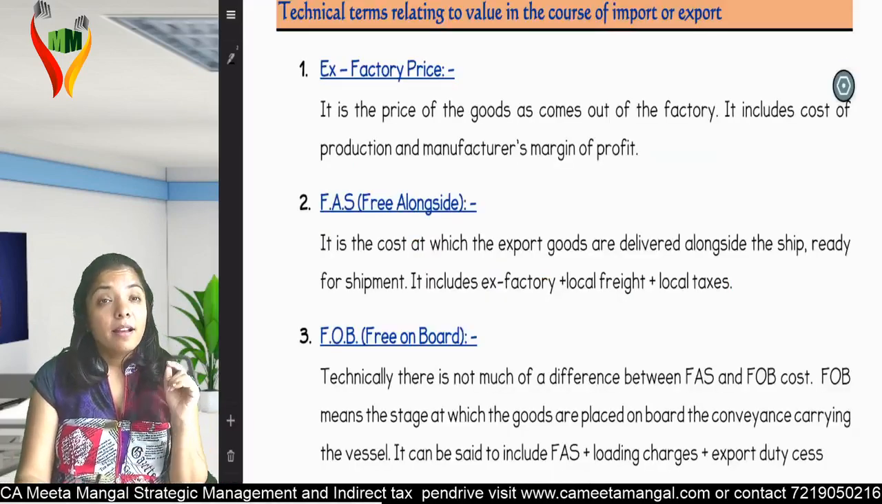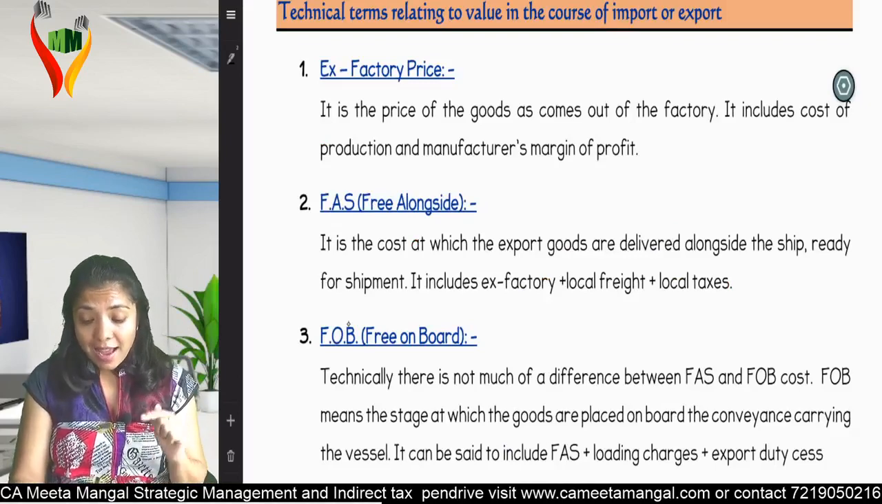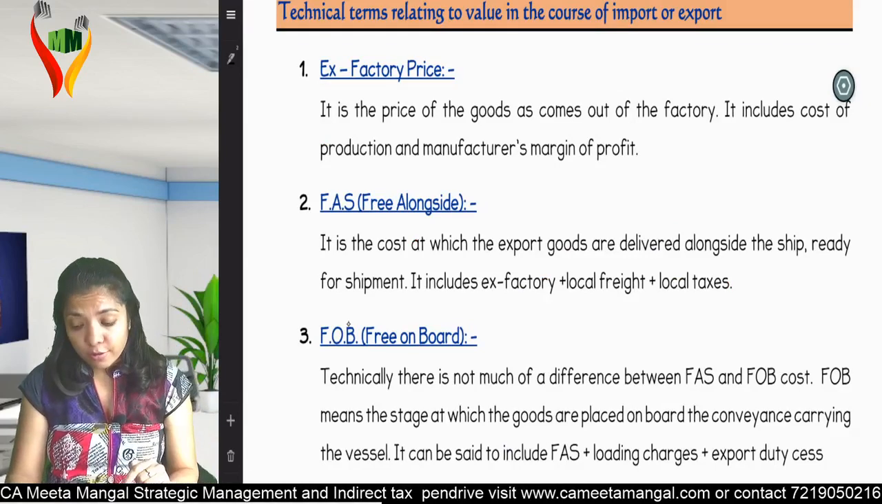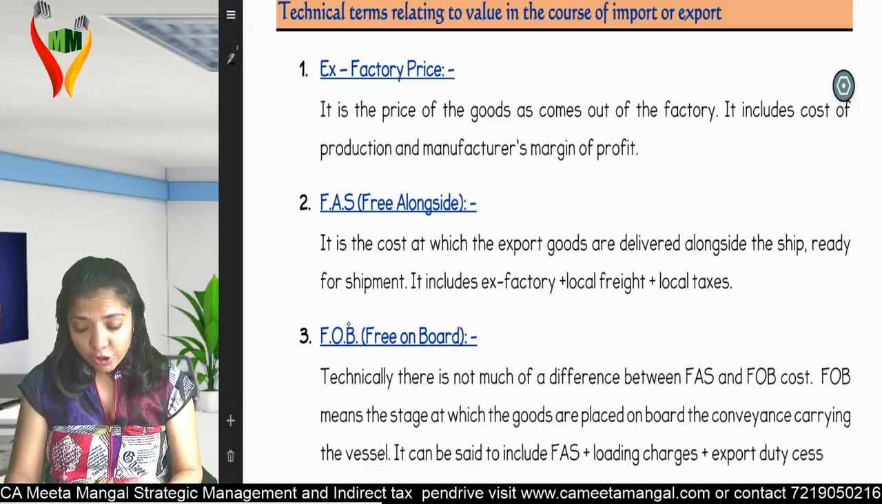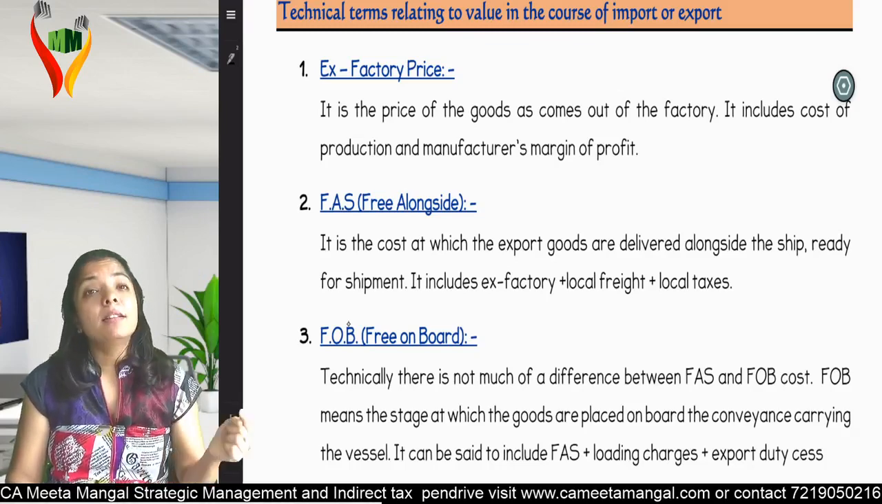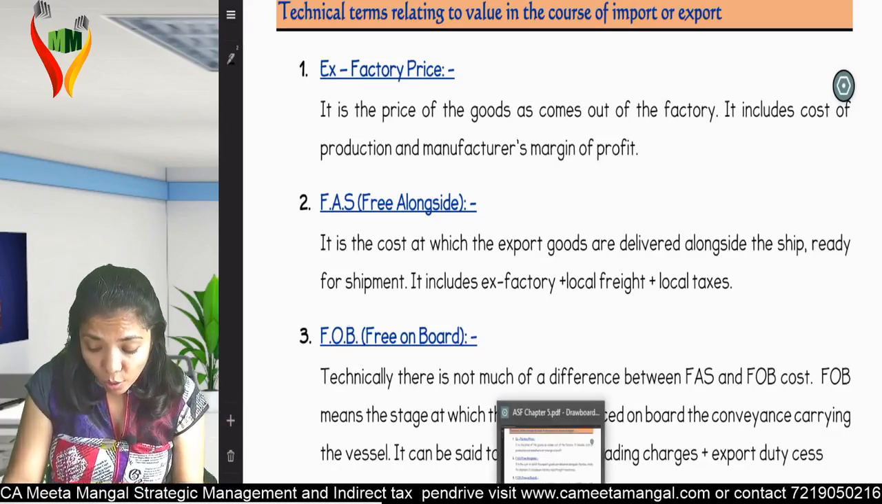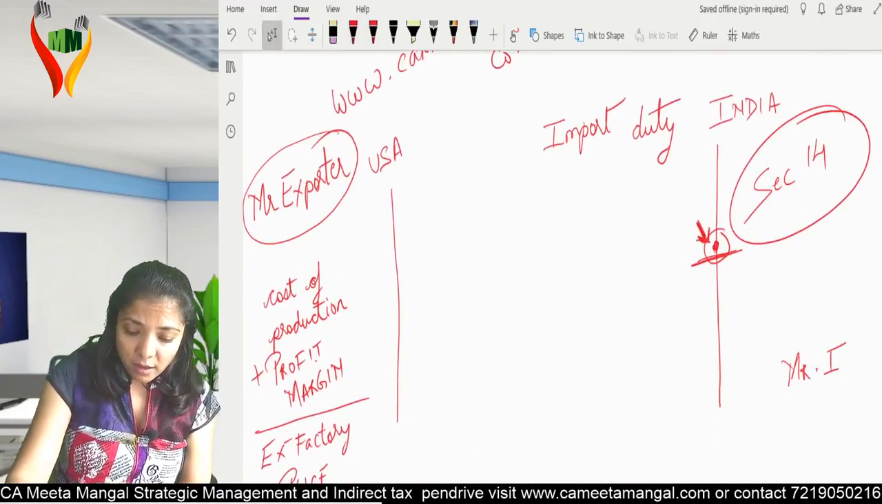Now, FAS, free alongside. It is the cost at which export goods are delivered alongside the ship ready for shipment. That means it includes ex-factory plus local freight plus local taxes. Understand now?